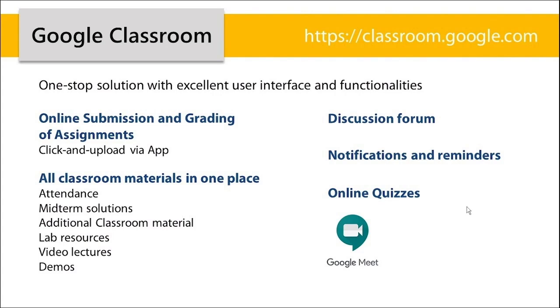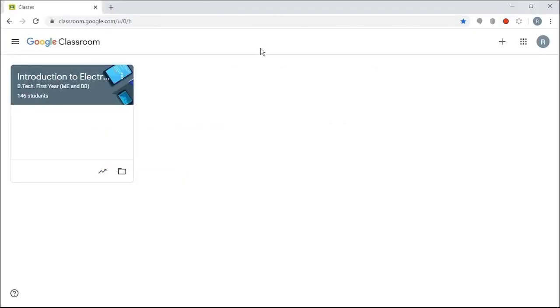So to create a Google Classroom, the first thing you need to do is go to classroom.google.com while you're logged in from your Google account, and that should take you to a page like this. If you have any current ongoing classroom, you'll see them here. So I right now have this course on Introduction to Electrical Engineering. You can see how many students are registered in this course and some additional information about the course.